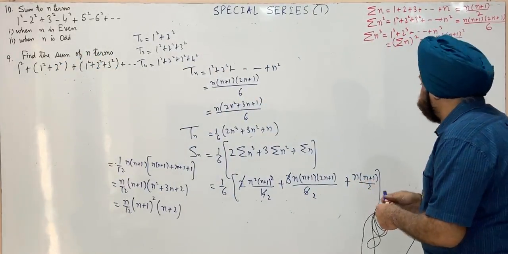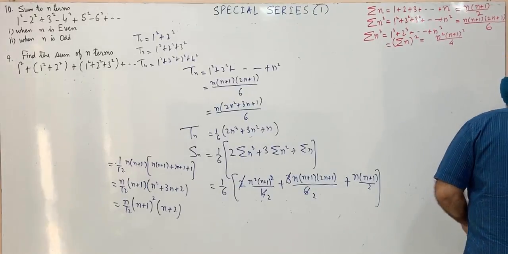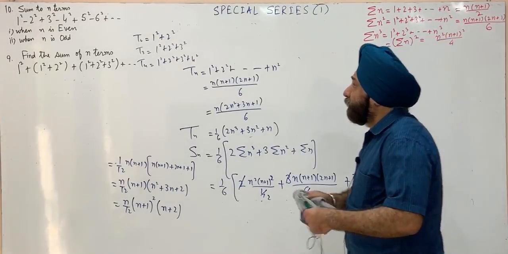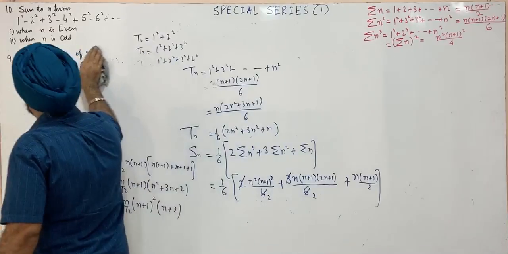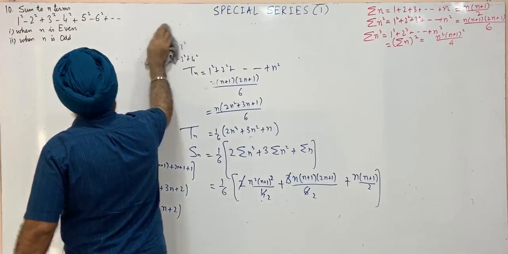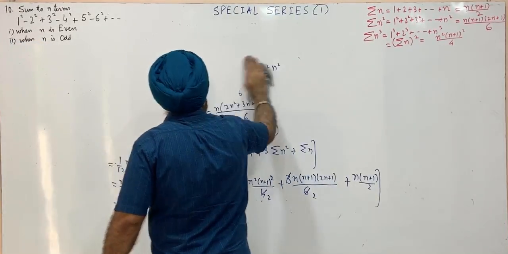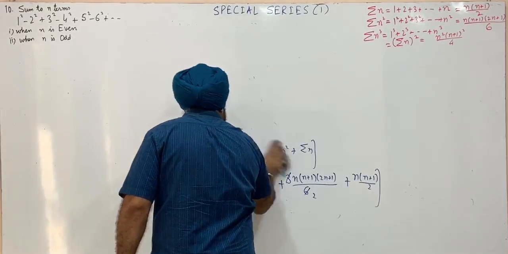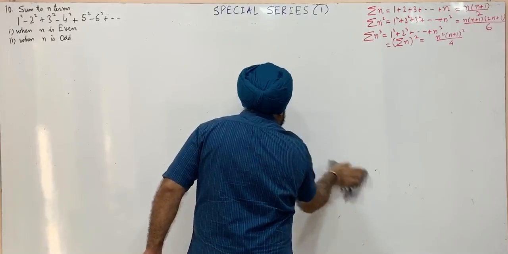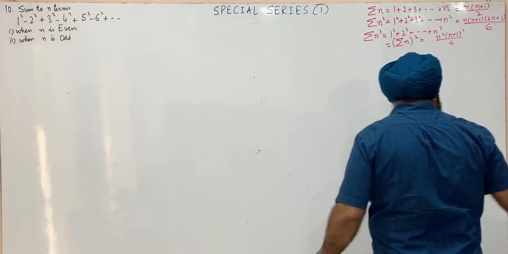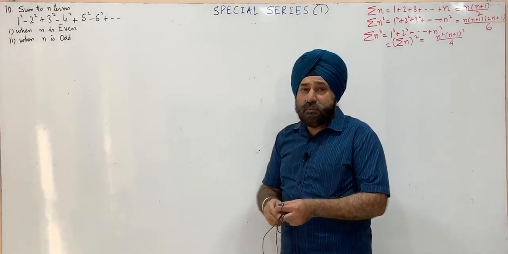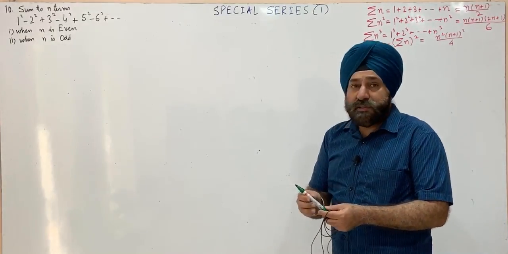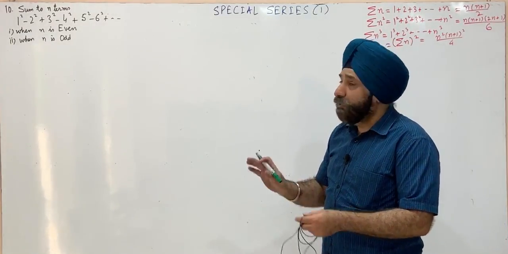The last one. There are two parts. We have to find the sum of n terms of the series when n is even, and second when n is odd. Let us scale down the question. N is even. Let us say I am asked to find the sum of the first 6 terms.